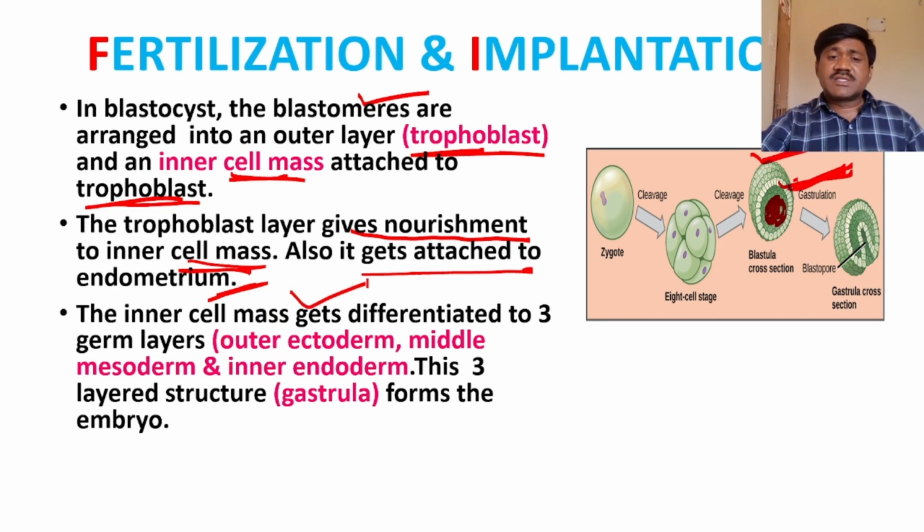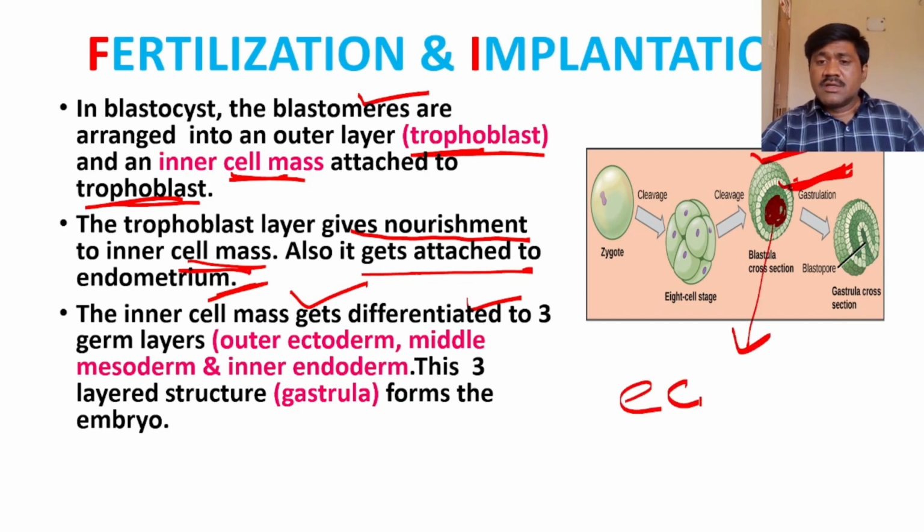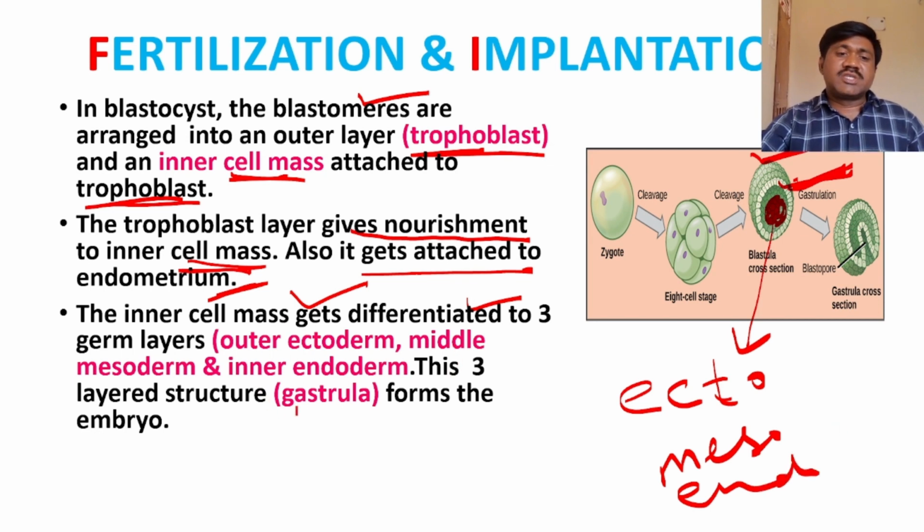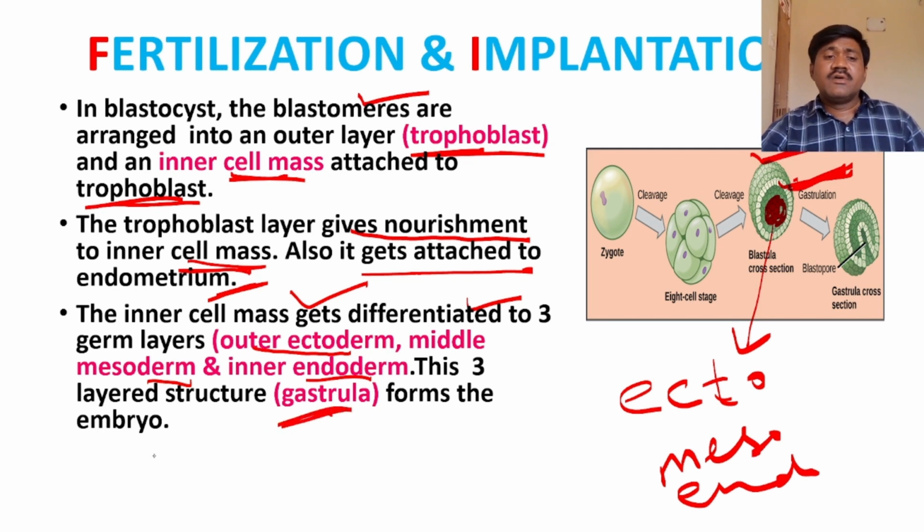The inner cell mass gets differentiated into 3 germ layers: ectoderm, mesoderm, and endoderm. Whenever the inner cell mass of the blastocyst differentiates into 3 layers, outer ectoderm, middle mesoderm, and inner endoderm, this 3-layered structure is called the gastrula, which forms the embryo.